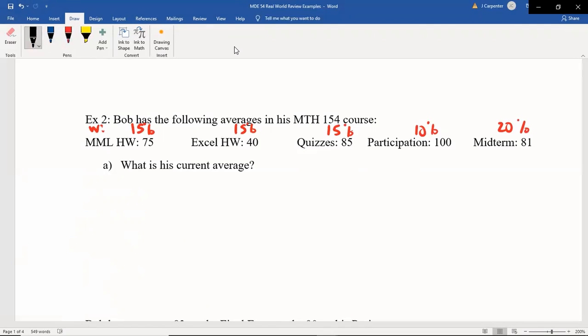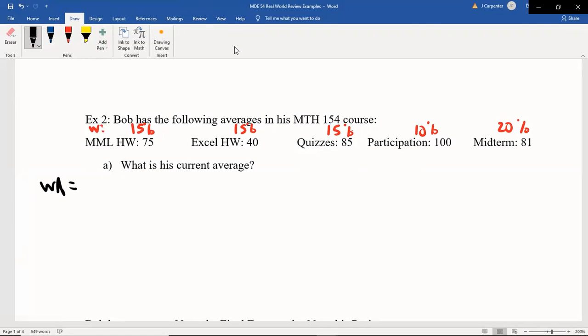So what's his current average? Well, our weighted average, you were supposed to remember that formula. That is something you're supposed to have memorized. It's the sum of the products of the weights times the data values divided by the sum of the weights. Now remember, for these percentages, the 15s, the 10s, the 20s, you can have them as decimals, so 0.15, 0.1, and 0.2, or as whole numbers, 15s, 10s, and 20s, as long as you're consistent. I'm going to go with whole numbers, just because that's what I'm going to do today.